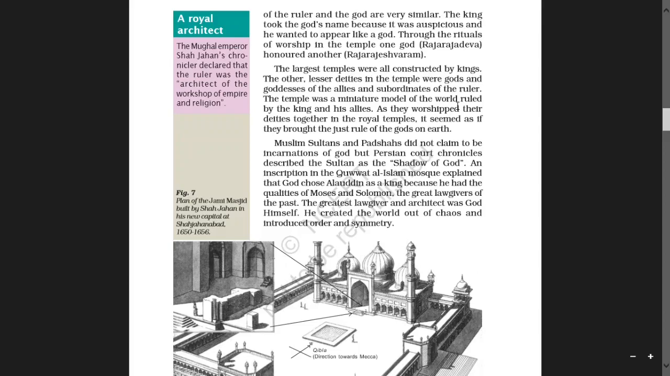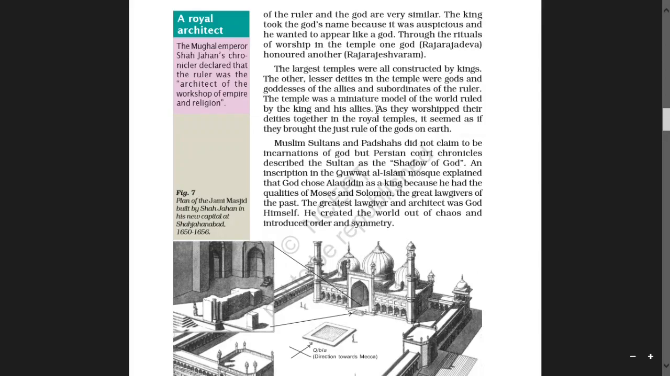As they worshipped their deities together in the royal temples, it seemed as if they brought the just rule of the gods on earth. As they used to worship in the temple, boys, their god or goddesses together in the royal temples, it looks as if they brought the just rule of the gods on earth.